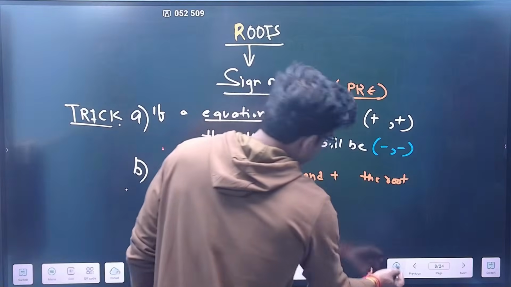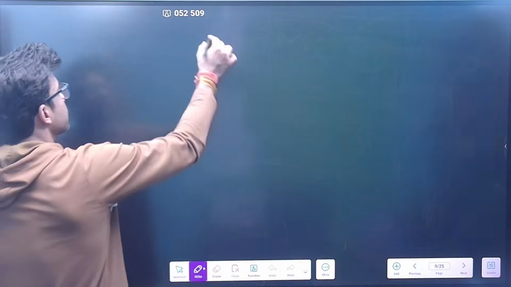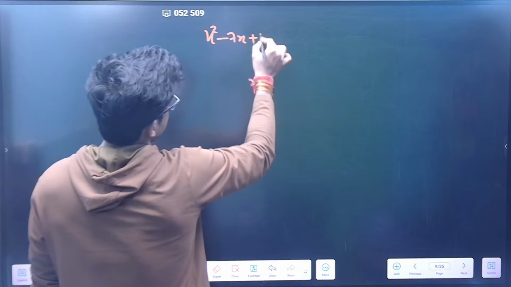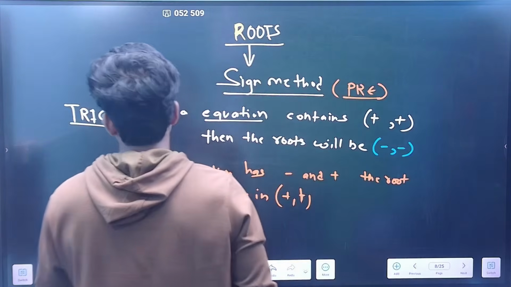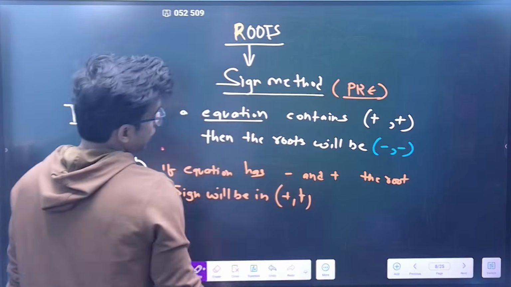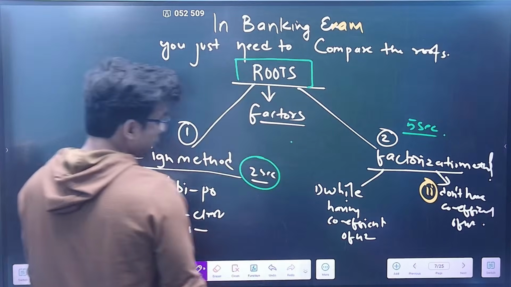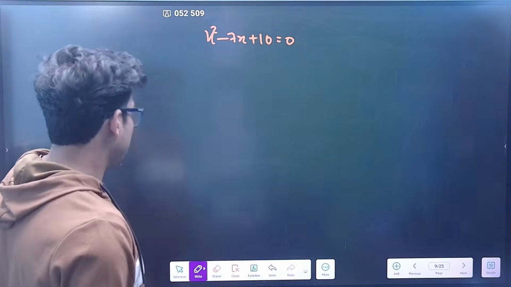Suppose I take an example: x square minus 7x plus 10 is equal to 0. Now this comes under which one? This comes under trick number 2, which is first negative and second positive. Does it hold true when I say both are positive? How can you make this?